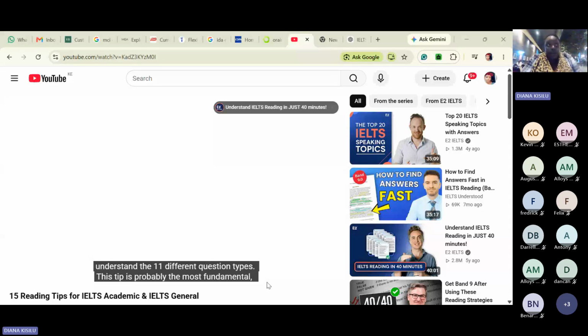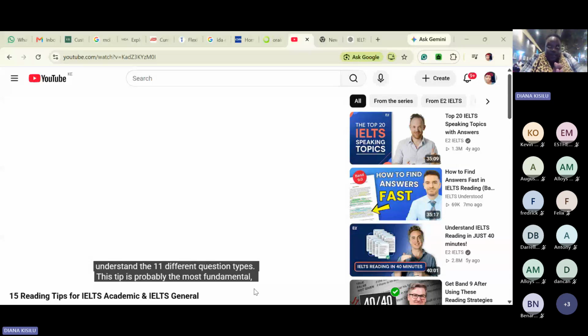So I'm going to give you the several types of questions that can be examined by the examiner for your IELTS. The first type is the multiple choice question, which is the most common one. You're given a paragraph and then you're given options A, B, C, D, like the ones you used to do in high school and secondary school. That is the most common one.